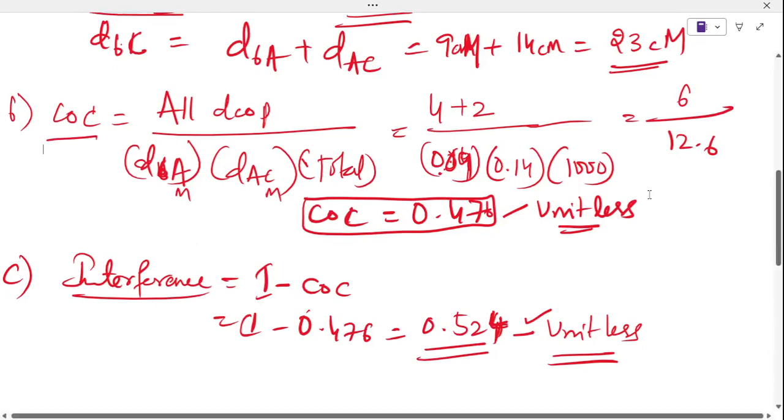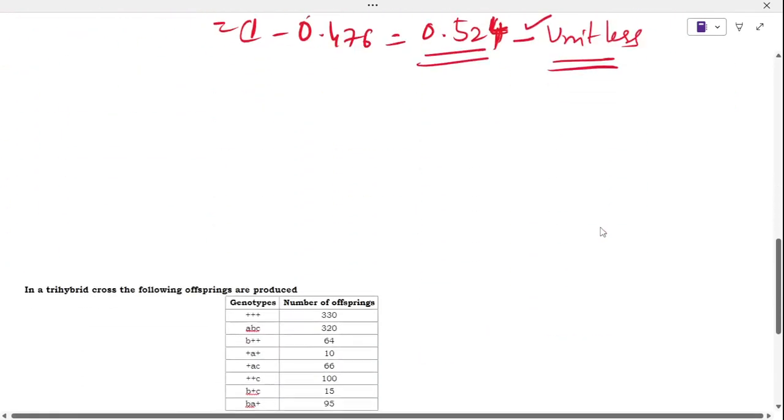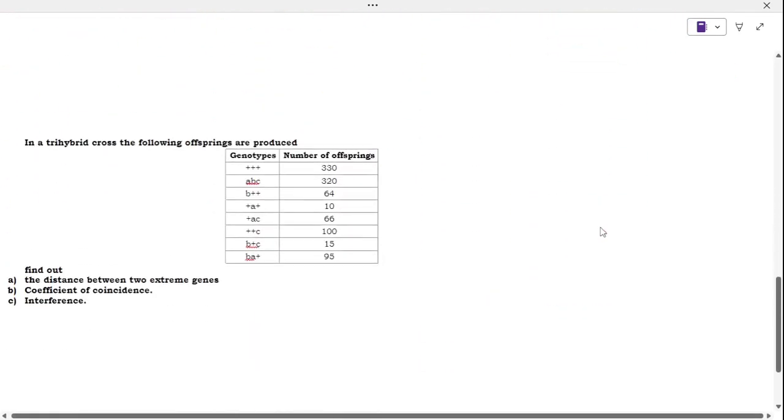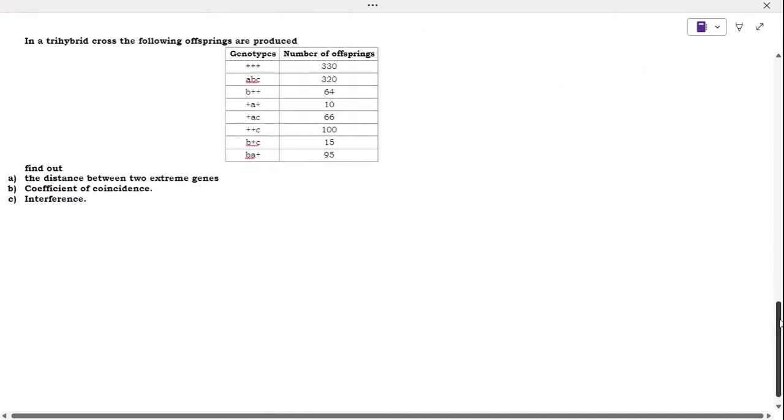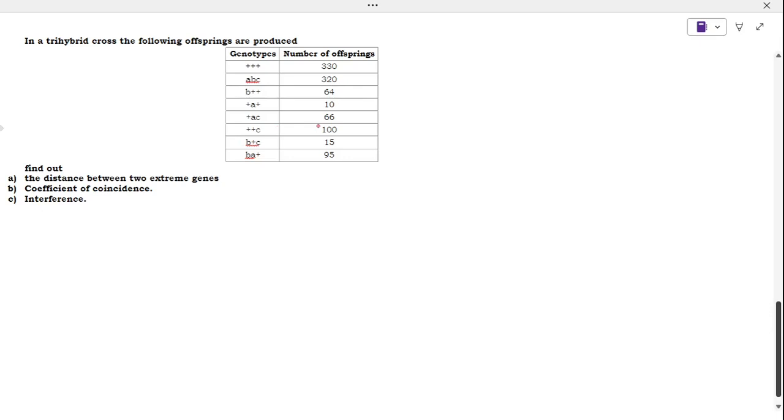If you are still in confusion, we'll move on to the same type of problem in the next slides. Same question here in a trihybrid cross, the following offsprings are produced. So different types of symbols are given, instead of capital ABC, they have given a different symbol here. We'll convert that into symbols here.